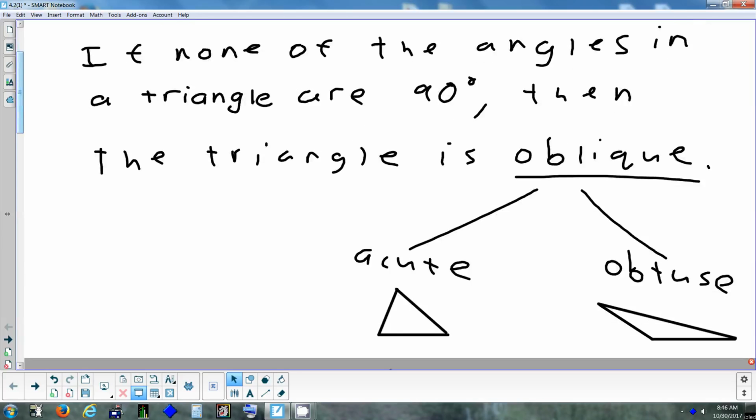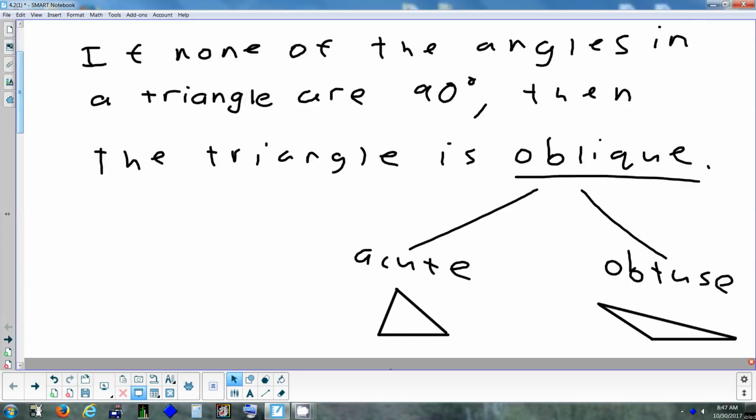So if none of the angles in a triangle are 90, you have what's called an oblique triangle. And under oblique, that falls into two categories. You can have a triangle where all the angles are less than 90. Think of an equilateral triangle. That's one case of what we call an acute triangle. Or you could have one angle in a triangle that's obtuse, and that's an obtuse triangle. Both obtuse and acute are what we call oblique.